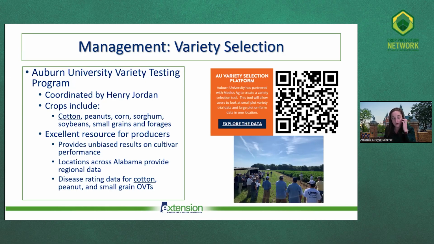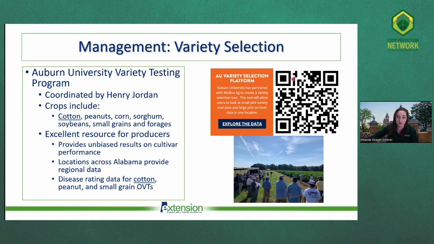And I've done disease ratings on trials in Central, Southeast, and Southwest Alabama for cotton, in addition to peanuts and small grains. And I mention that because these two are often good rotation partners for cotton. And so there is data available for producers or scouts on that.